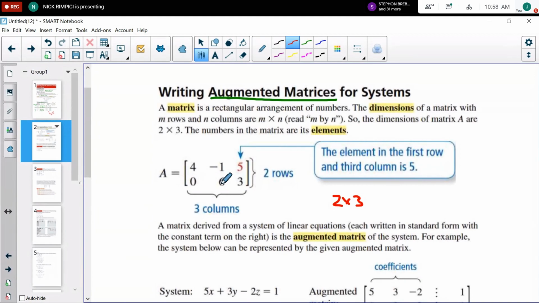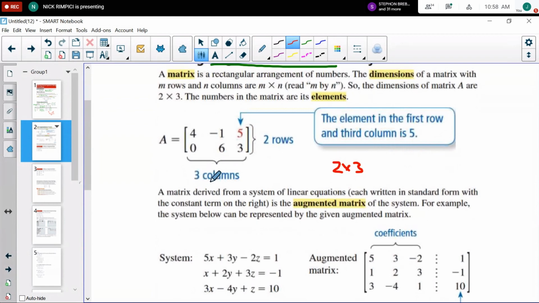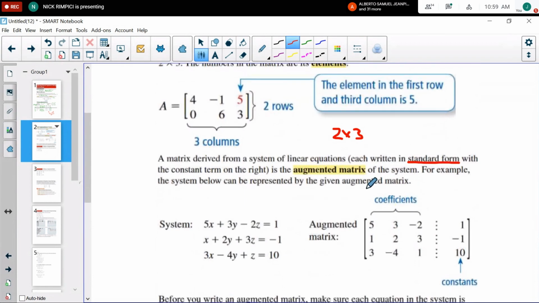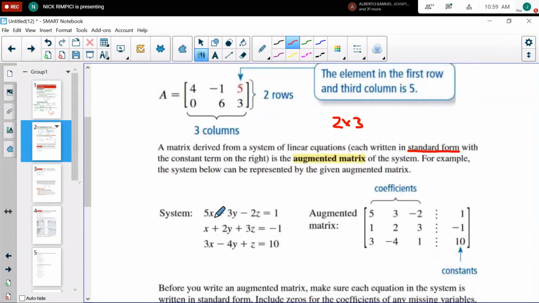All right. A matrix derived from a system of linear equations, very important, each written in standard form with the constant term on the right. It must be written in standard form, or you're going to get it wrong. So a matrix derived from a system of linear equations, which must be in standard form, is the augmented matrix of the system. So that's converting from what you see here to what you see here.